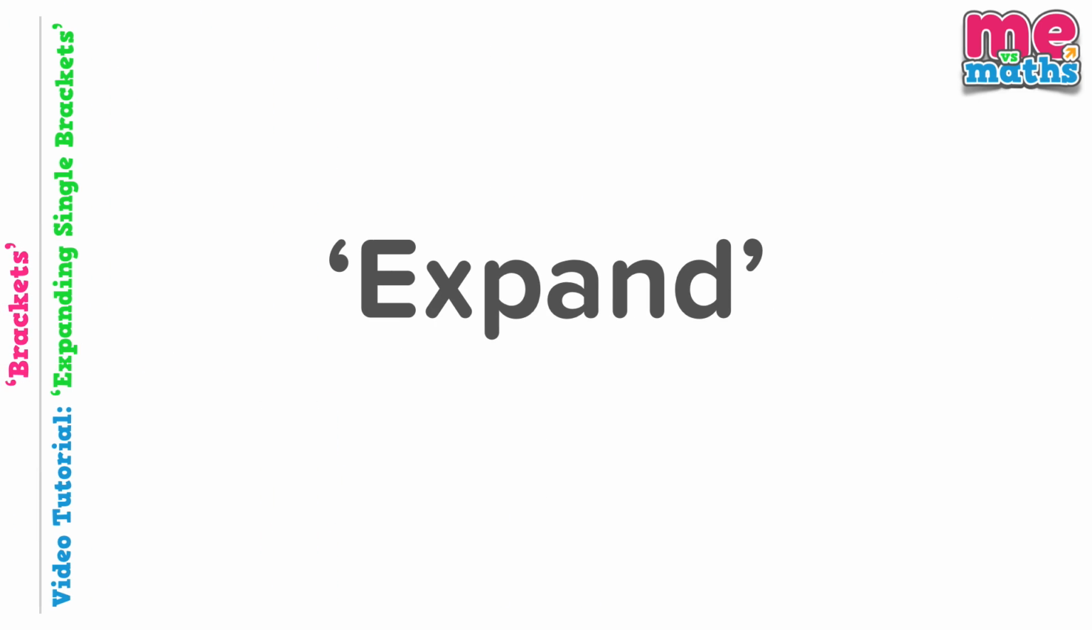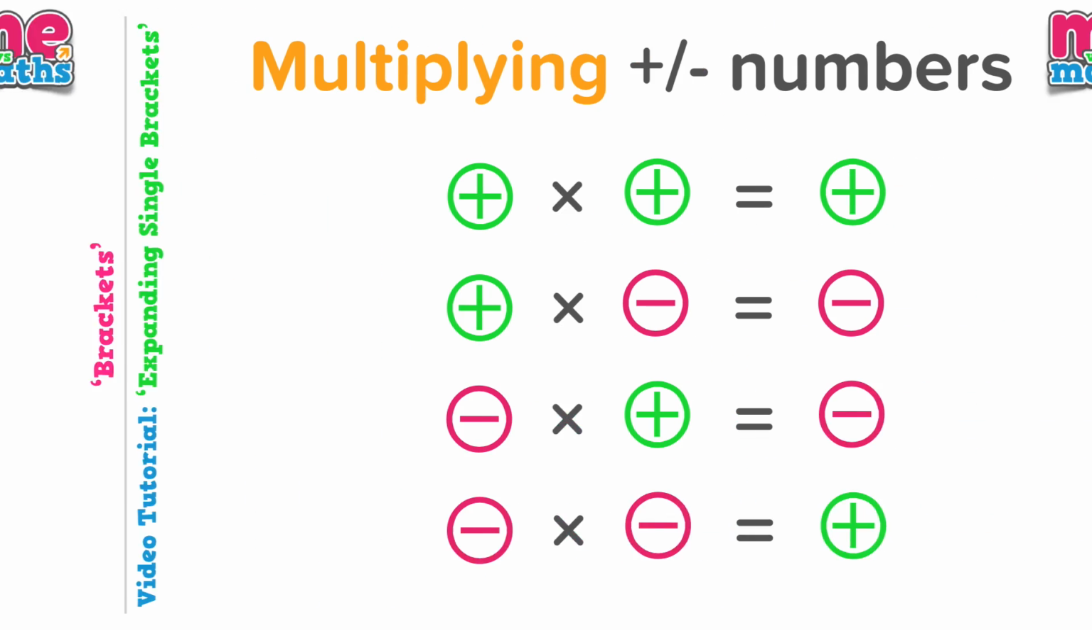Firstly then, let's look at the word expand, which normally means that something gets bigger. In algebra though, the word has a completely different meaning. To expand a bracket actually means to get rid of the bracket by multiplying it out.